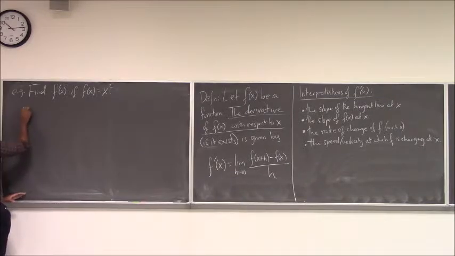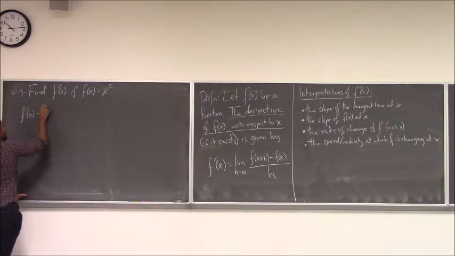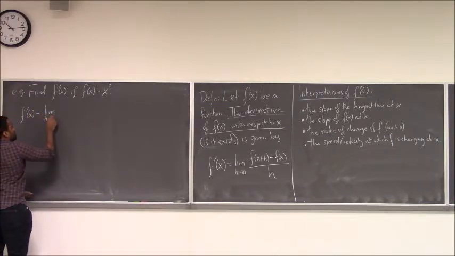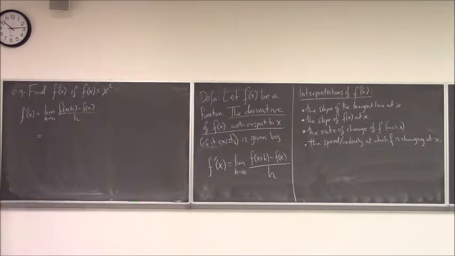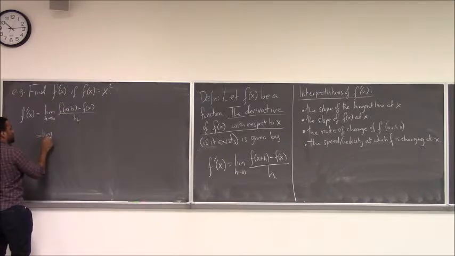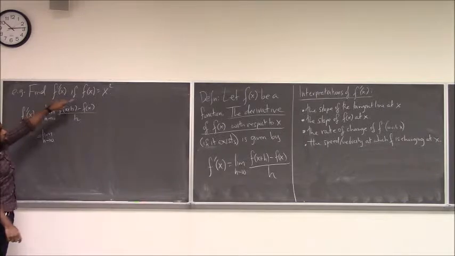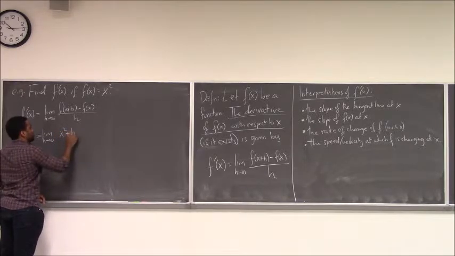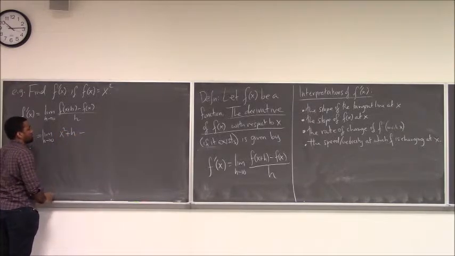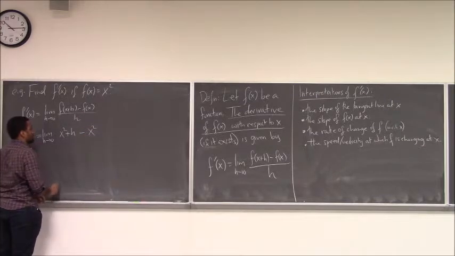So obviously, start by writing this expression: limit as h approaches 0 of f of x plus h minus f of x, all over h. And what would that be here? What is f of x plus h for this function? x squared plus... minus x squared over h. Is that right?